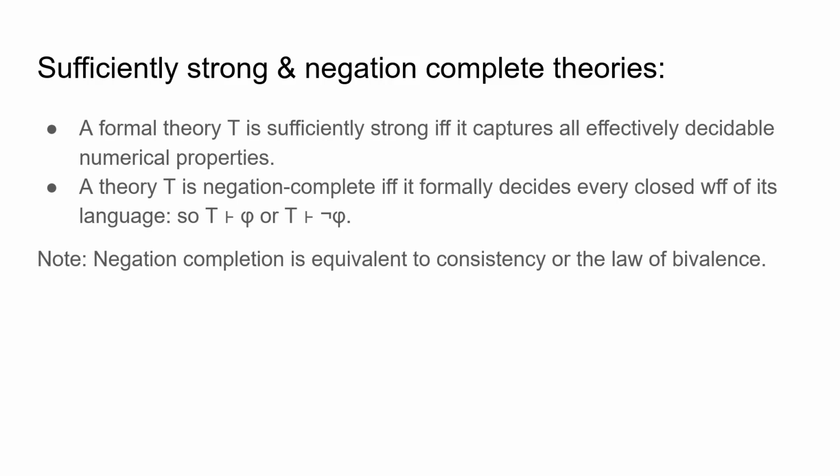So now the two most important definitions, in my mind at least, are sufficiently strong and negation complete. A formal theory is sufficiently strong if and only if it captures all effectively decidable numerical properties. And for our big theory T to be negation complete, it has to formally decide every closed wff contained within the language. So either T is going to be able to produce φ or T will produce not-φ. We're going to note that negation completeness is very equivocal to the law of bivalence here.